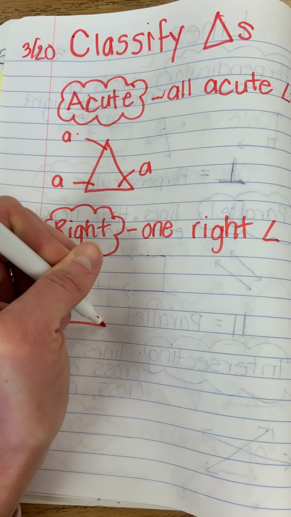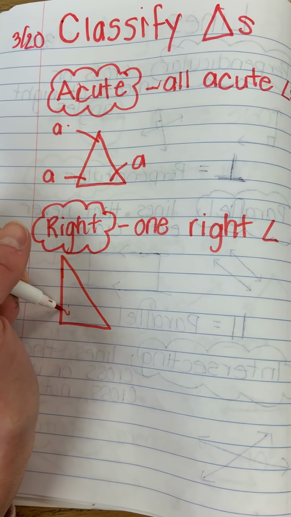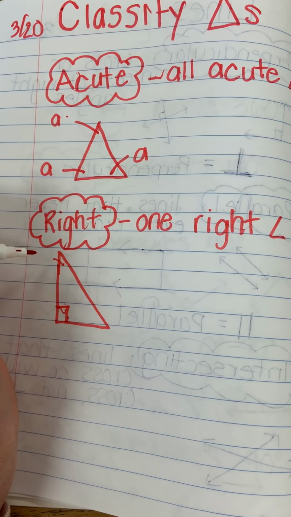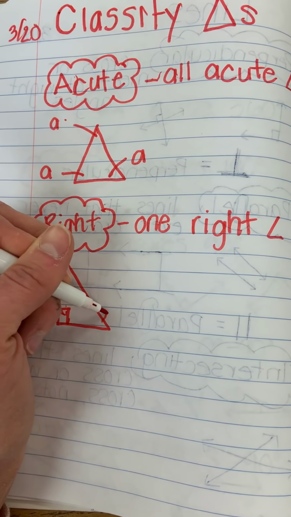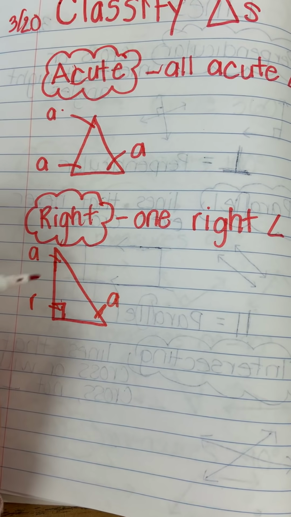Most of the time, the triangle will have the right angle marked. They use this little square to mark it. This angle is acute. This one is right, and this one is acute. Then I know it's a right triangle.